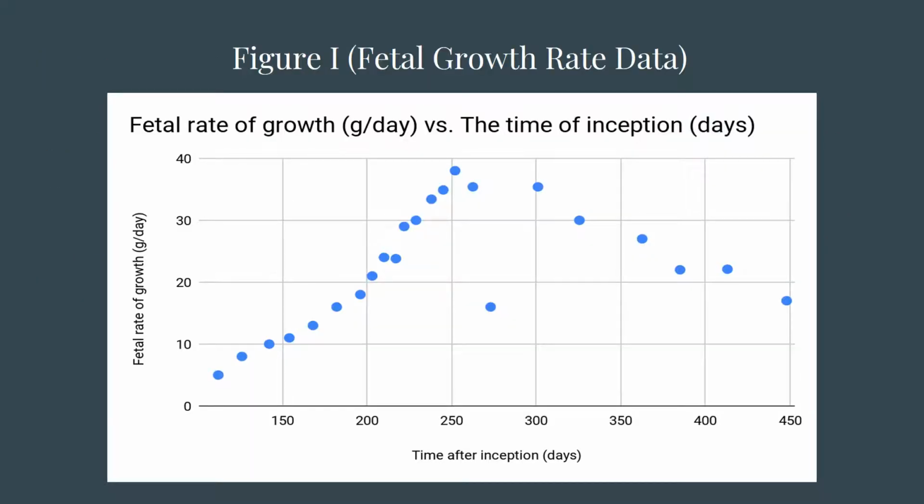The first graph we created is Figure 1, which is titled Fetal Growth Rate Data. This graph looks at fetal rate of growth, which is in grams per day, versus the time of inception, which is in days. So the x-axis is time after inception, in days, and the y-axis is fetal rate of growth, in grams per day.